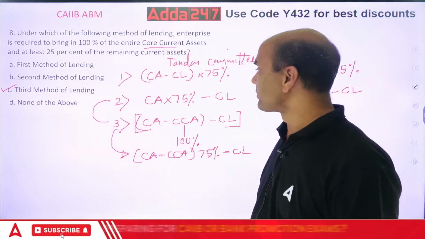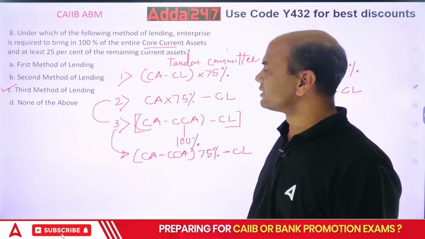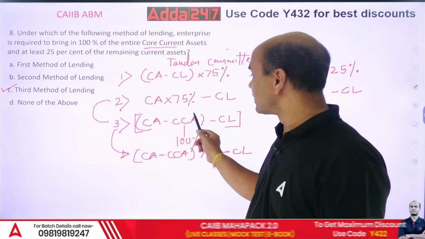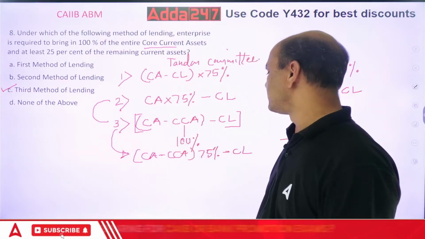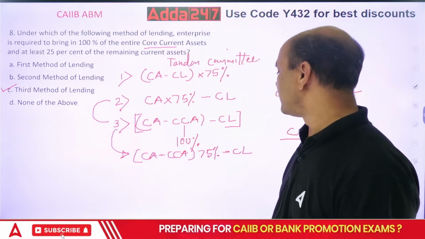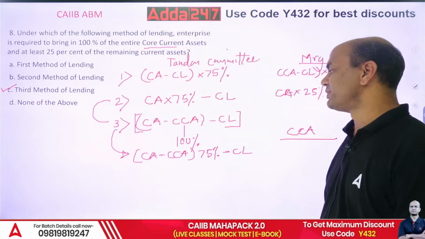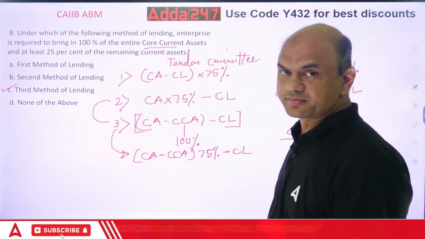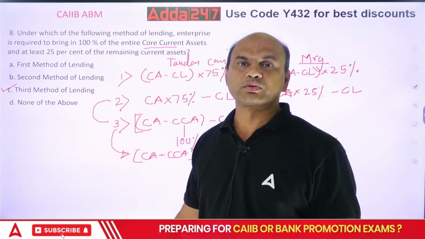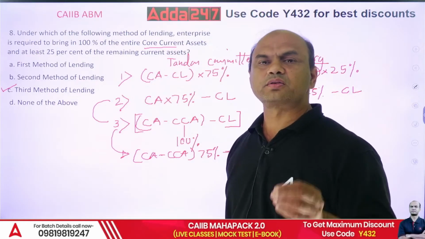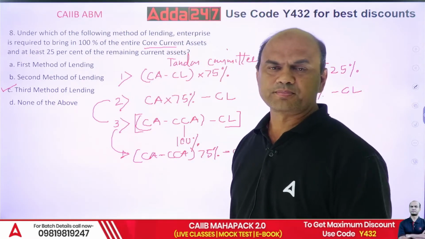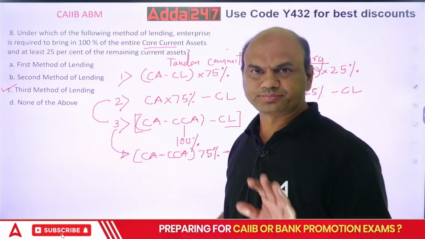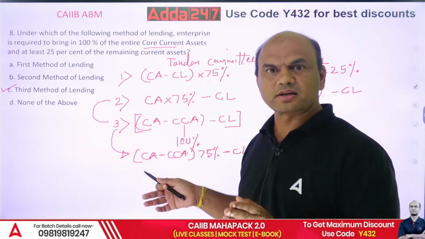Method number 3: current assets minus core current assets into 75% and then minus current liabilities. Now what is core current asset? Core current asset means basically you can call it cash. So current assets minus core current assets into 75%, simple, minus current liabilities.